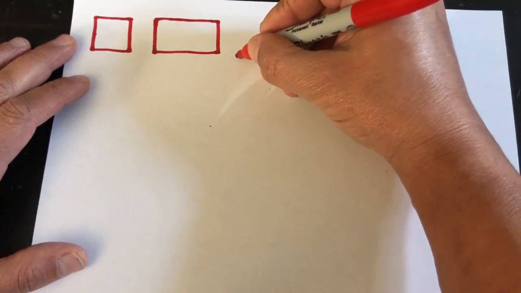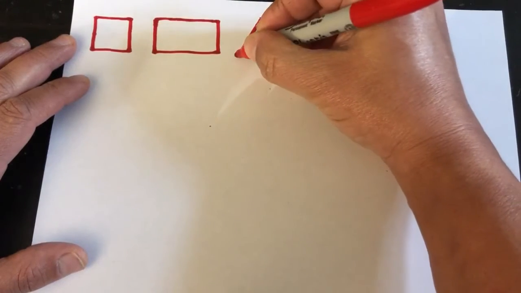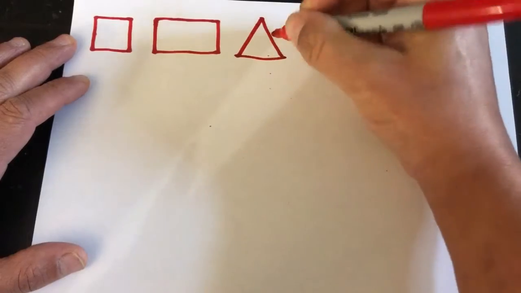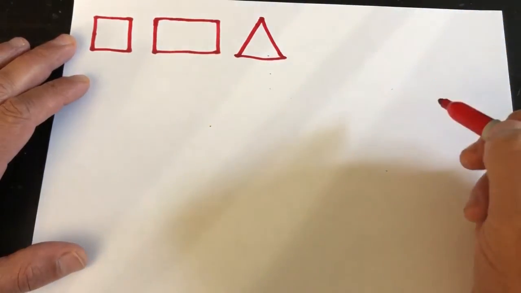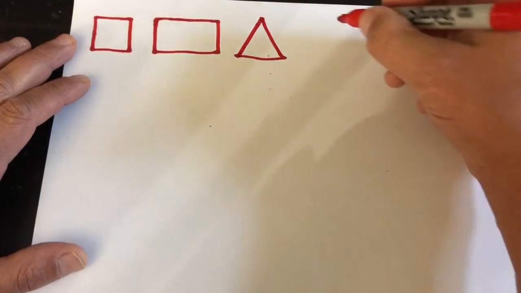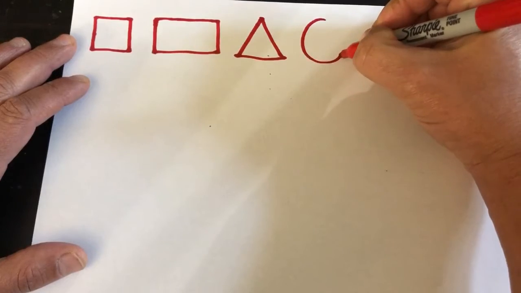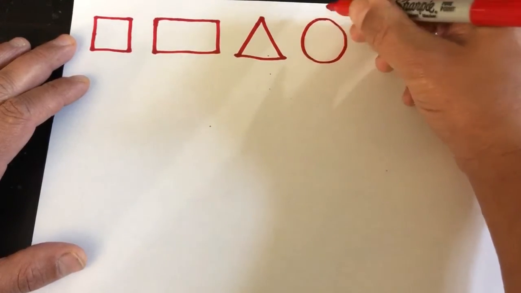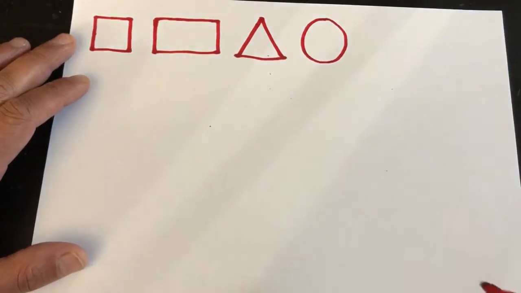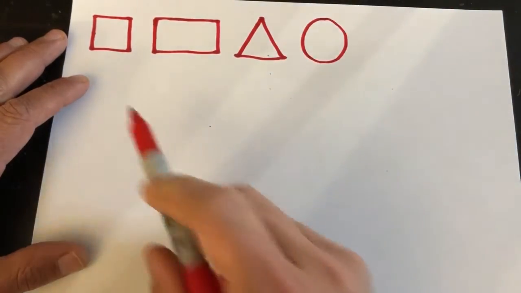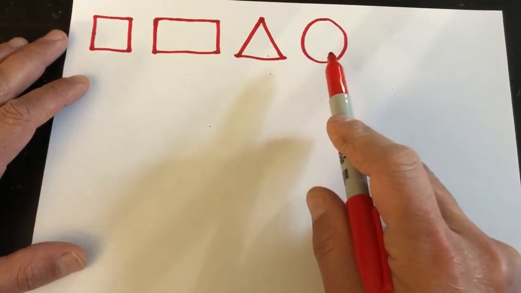Now let's draw a triangle. A triangle is made of three sides. One, two, three. Triangle. Now let's draw a circle. A circle is one line that goes around and closes. Circle. Square, rectangle, triangle, circle.